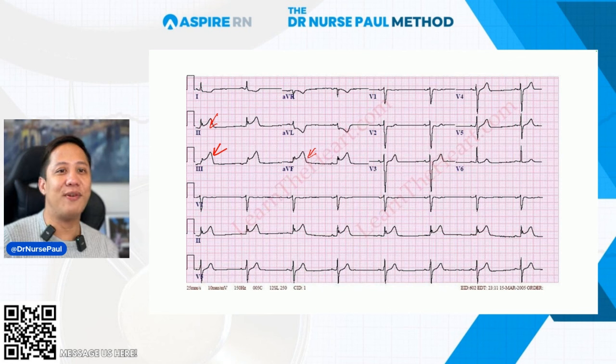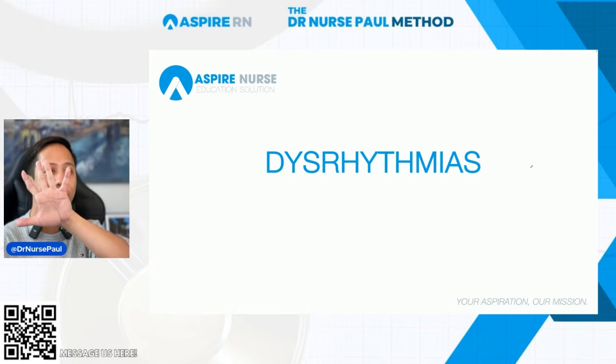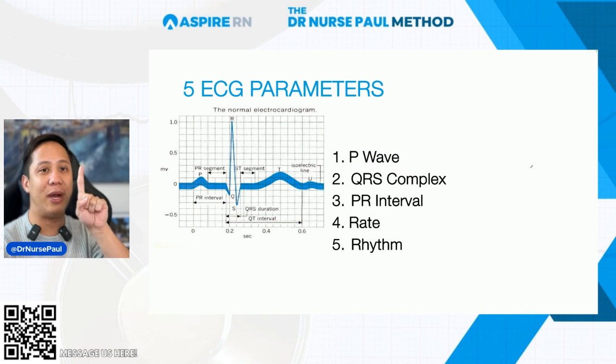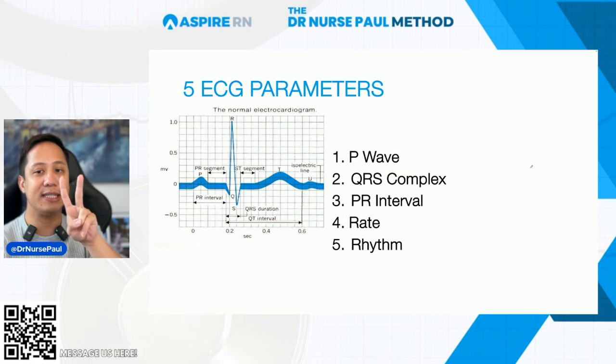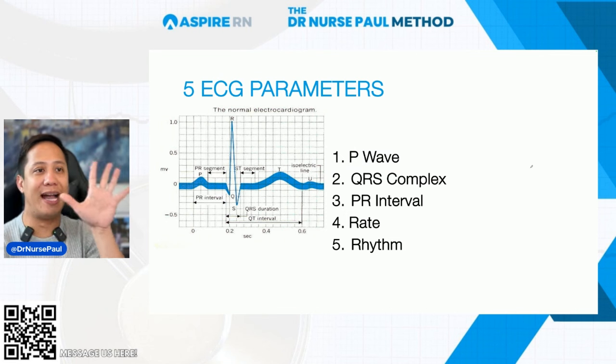Now let's move on to the dysrhythmias. All right, I'm going to give you some keys to remember first. When looking for dysrhythmias, we look for five things. We're only going to look for five things: the P wave, the QRS, the PR interval, the rate, and the rhythm. P wave, QRS, PR, rate, and rhythm. And we're going to study them one by one as we go through the different EKG findings, okay?